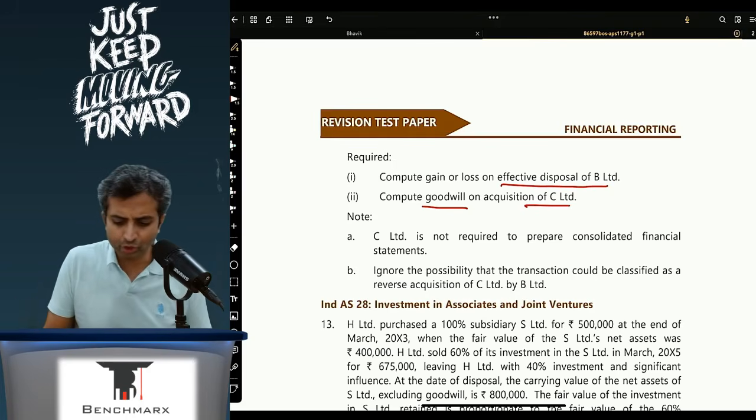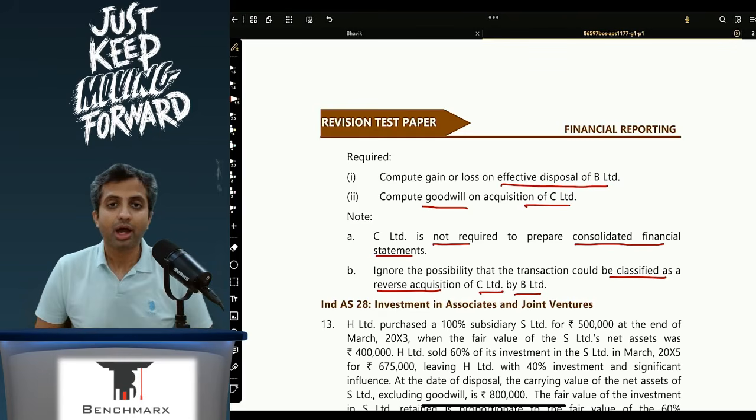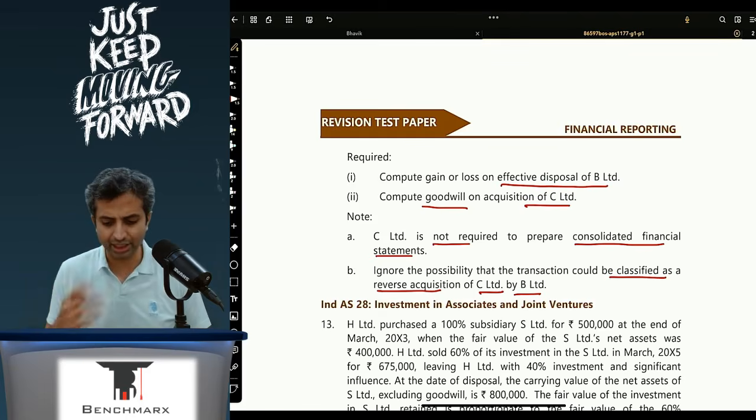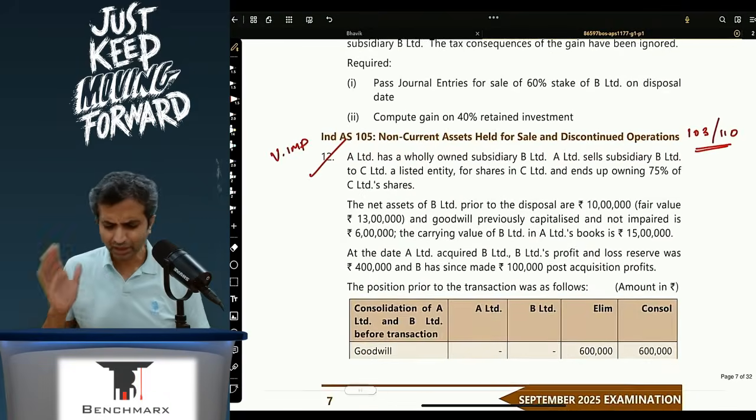Okay. Further, you have been told that C is not required to prepare consolidated financial statements and to ignore the possibility of the transaction being classified as a reverse acquisition of C by B. So they are saying reverse acquisition. Thank you very much to the institute for saying not to consider reverse acquisition, but nevertheless, if we want to review the question, let us get started.